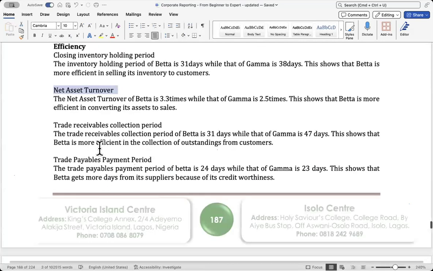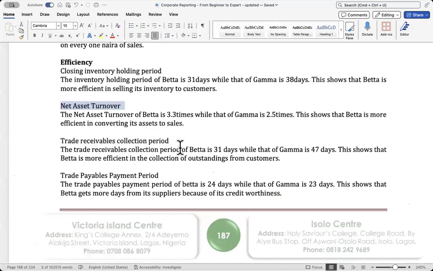I told the examiner that the trade receivable collection period of Beta is 31 days, Gamma is 47 days. It shows that Beta is more efficient in the collection of outstanding from customers. Then I go to payables period. I said payable period of Beta is 24 days, Gamma is 23 days. This shows that Beta gets more days from its supplier because of its creditworthiness, right?